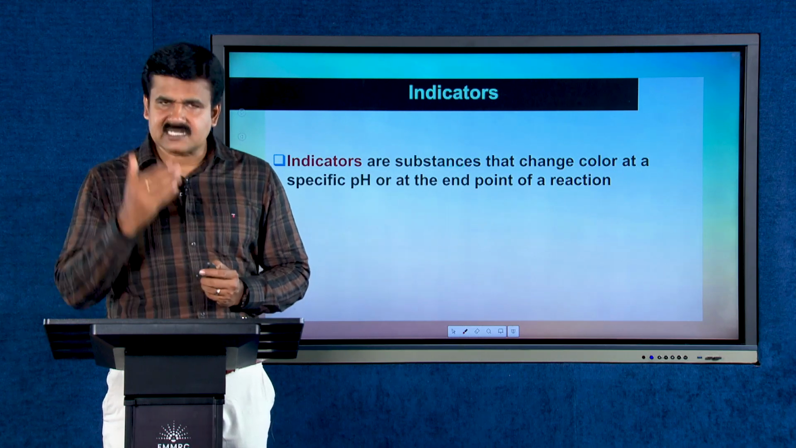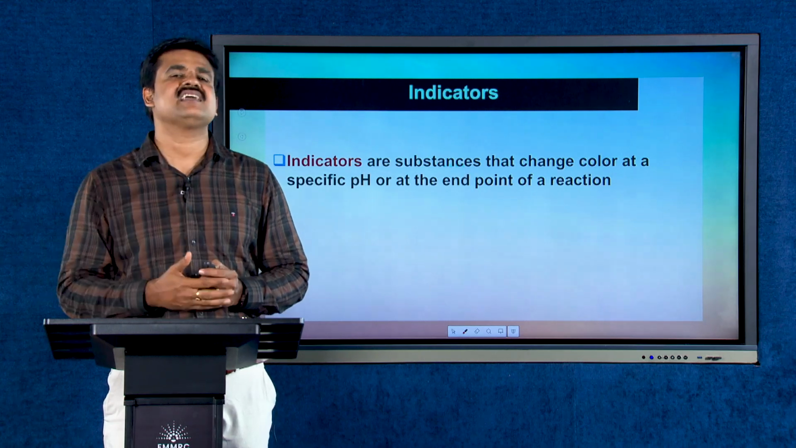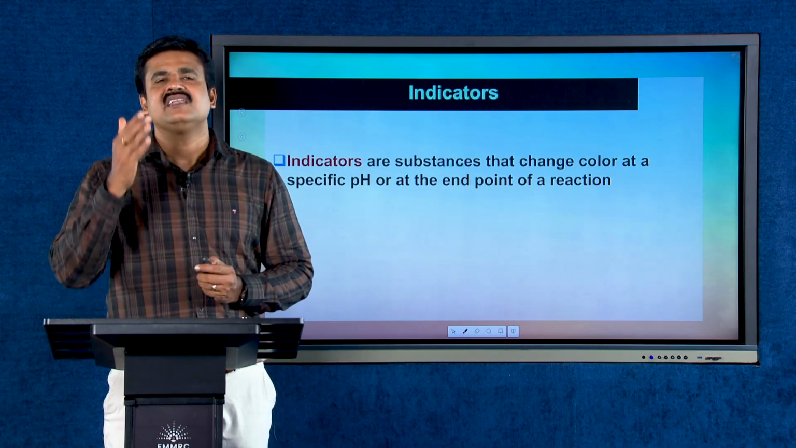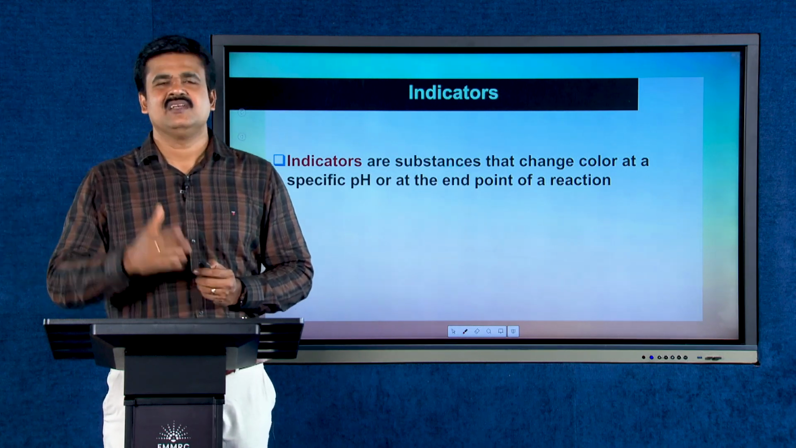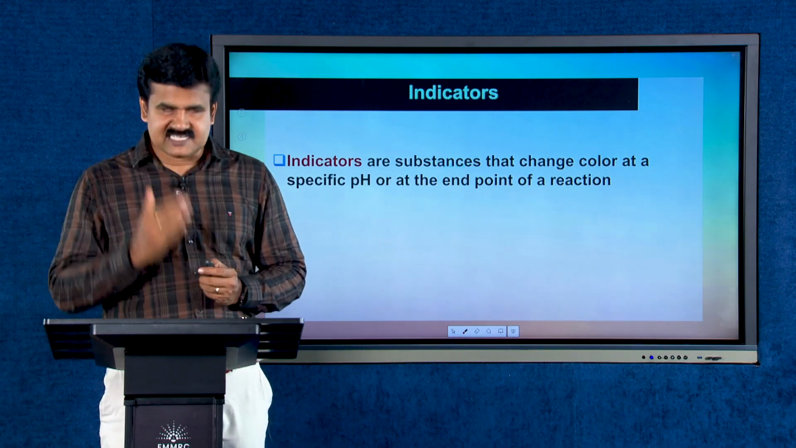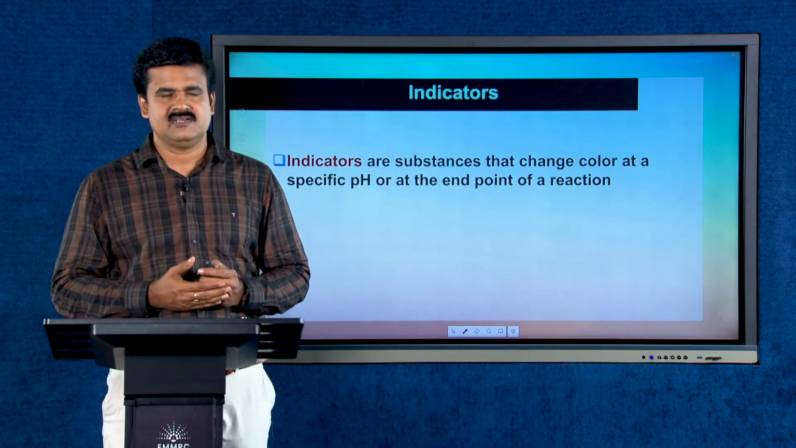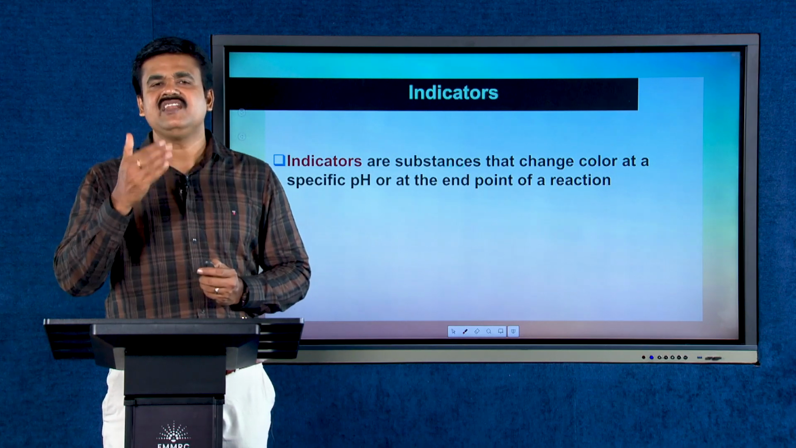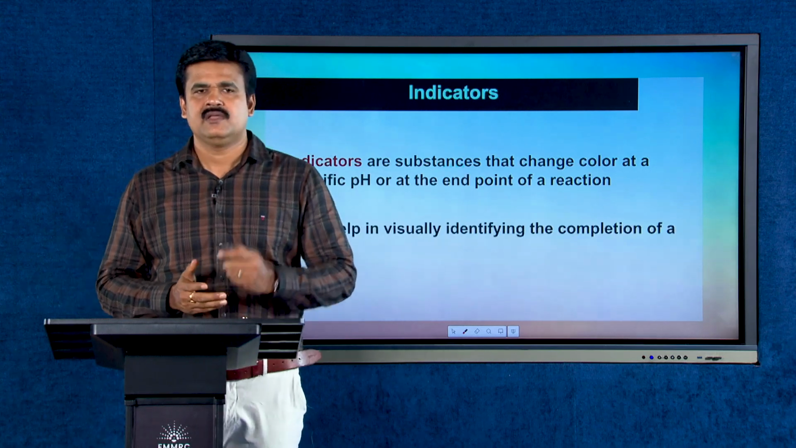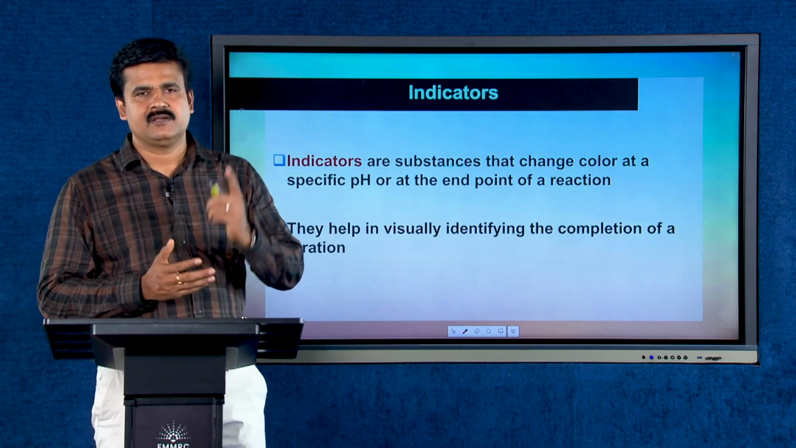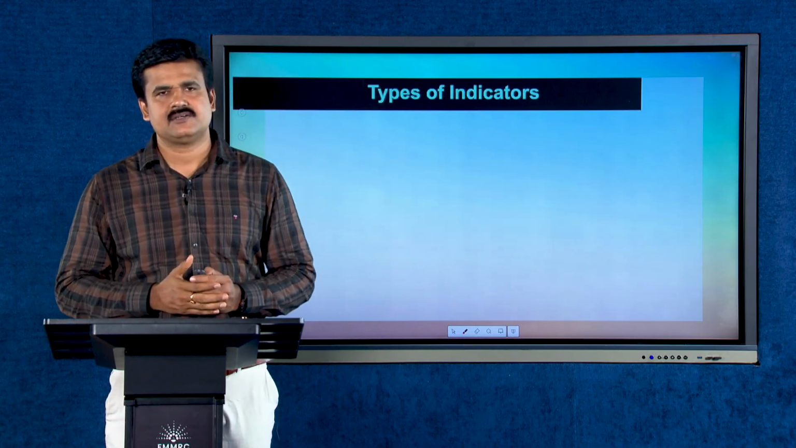So, theoretically, end point is different from equivalence point. But for practical sake and calculations, we are taking end point equivalent to the equivalence point. Indicators are substances used to find out end point of a reaction. That is, indicators will give a color change nearing the end point. These indicators help in visually identifying the completion of a titration.